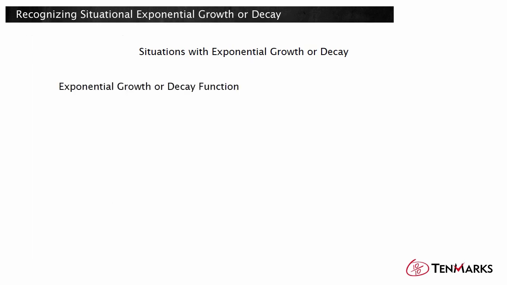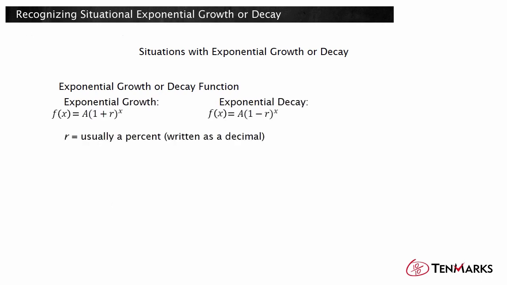In this video, you will learn how to determine whether a situation represents exponential growth or exponential decay by looking at the function modeling the situation. First, let's talk about exponential growth or decay functions. Exponential growth or decay can be represented using a function in the form f of x equals a times the quantity 1 plus r to the x power, where a is the initial value of the function and must be positive, and r is the rate of growth or decay.